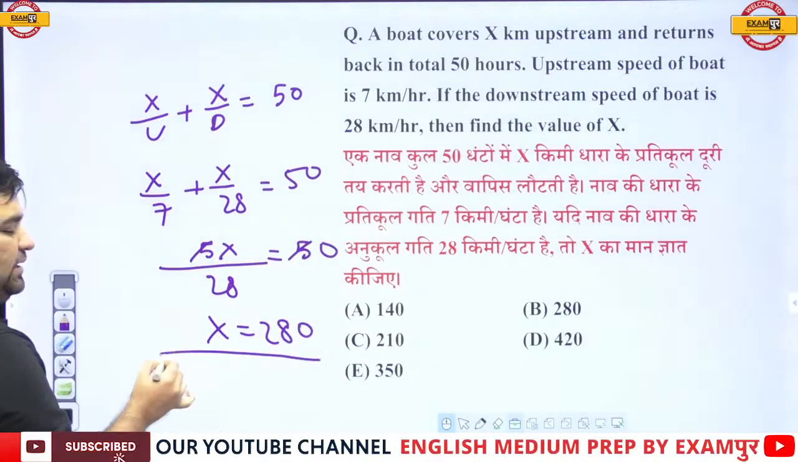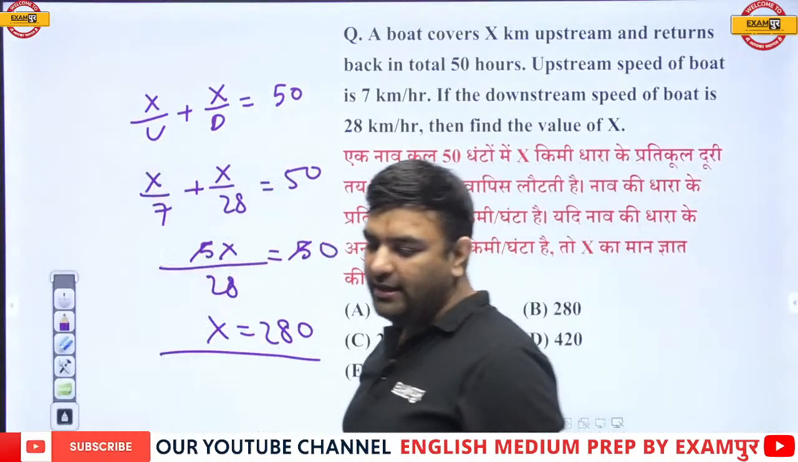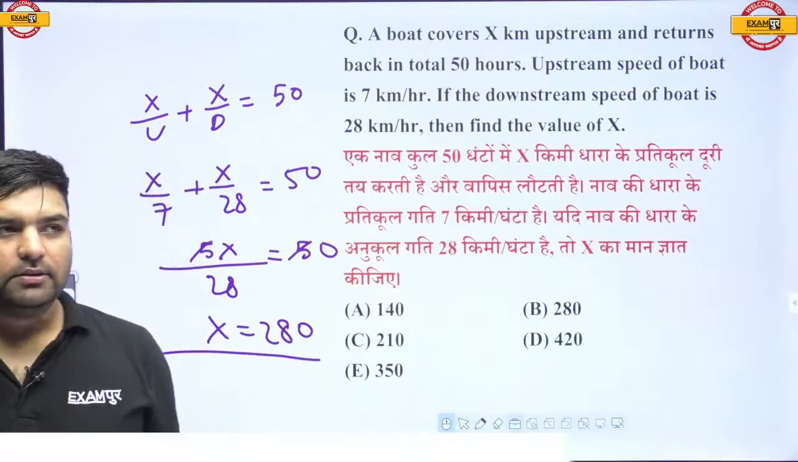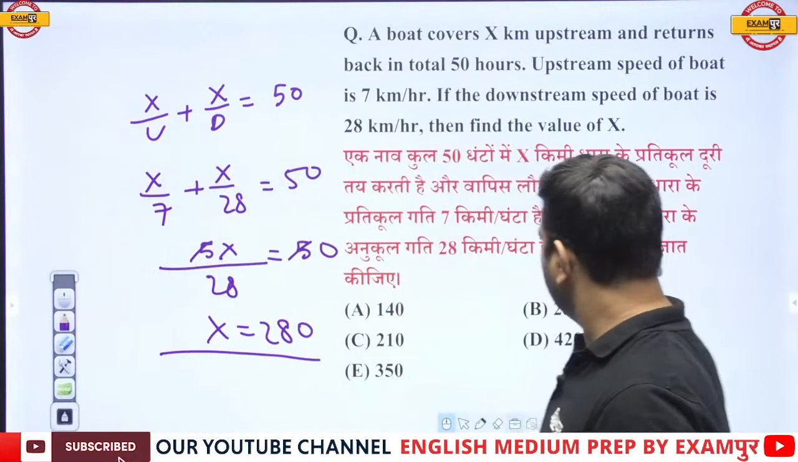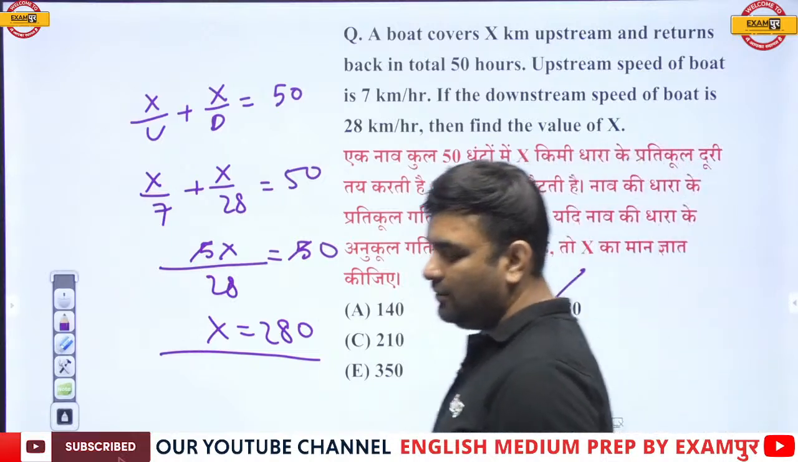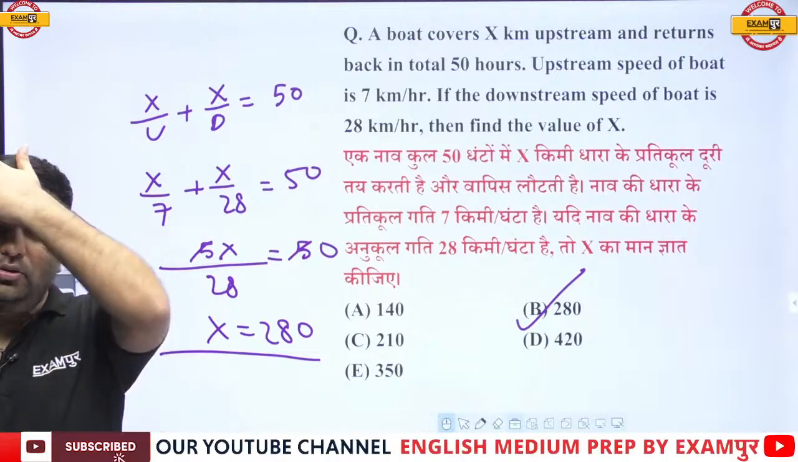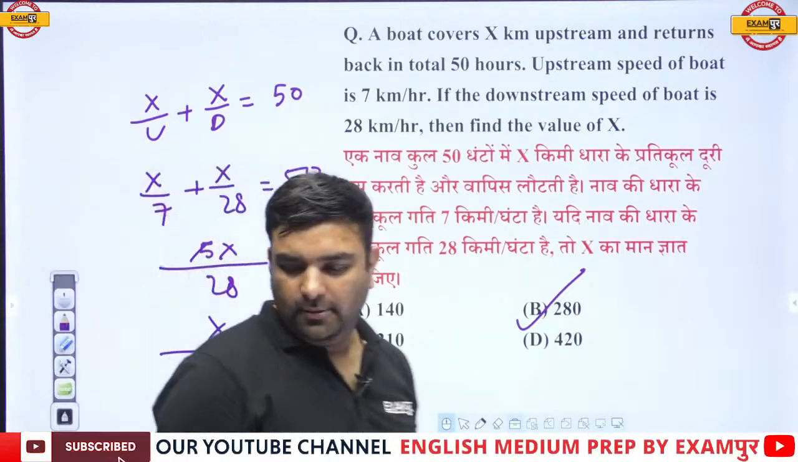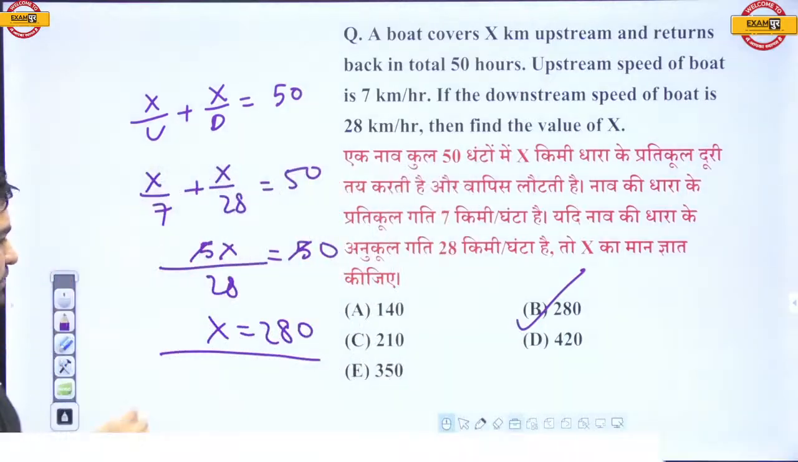What was x? X was the distance. So x is equal to 280. Let's move on. Very good question.